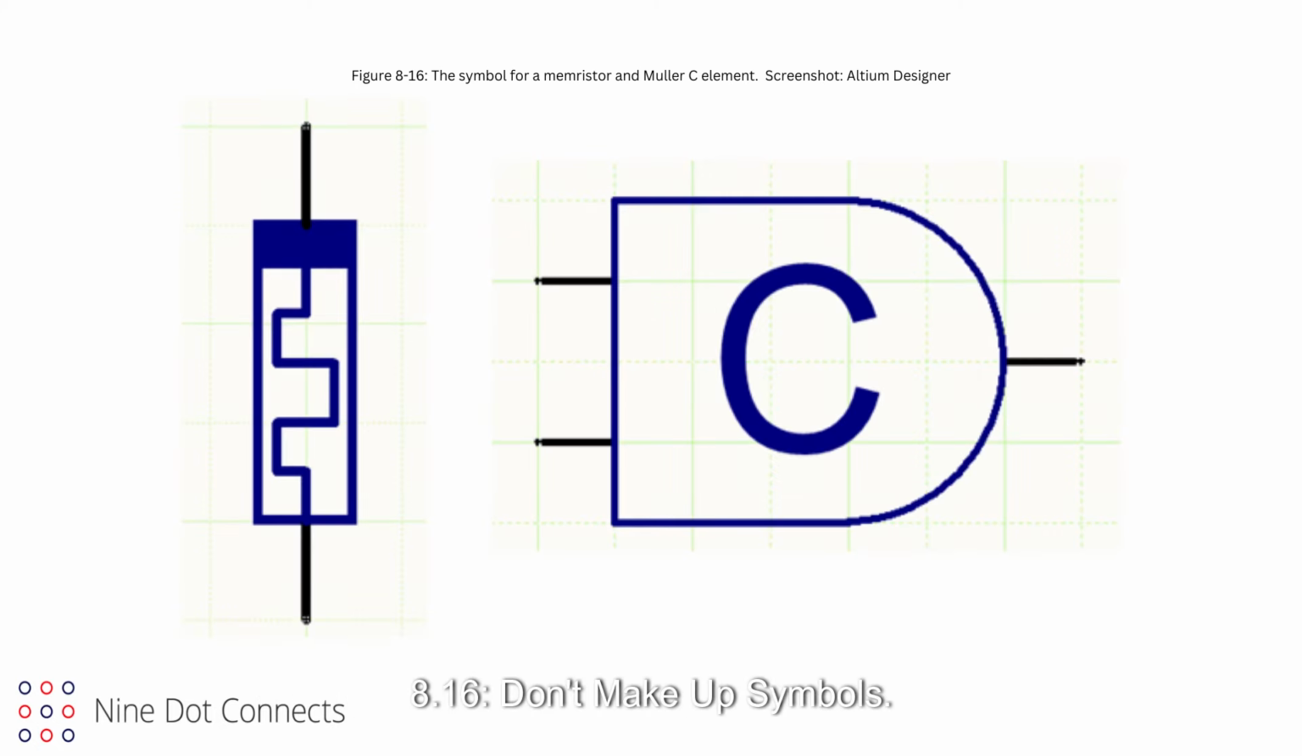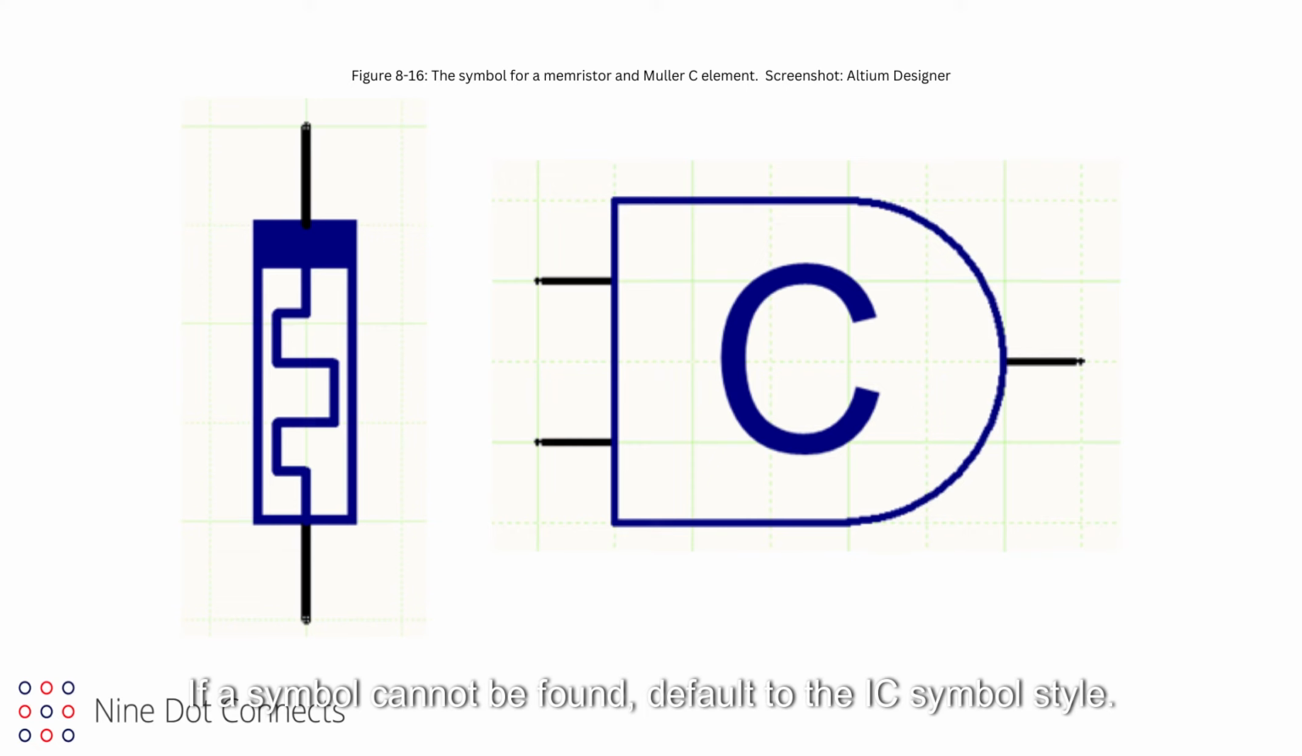8.16. Don't make up symbols. Every discrete has a symbol. If it is not declared in the IEEE or IEC standards, look on the web. Even bizarre components, like the Muller C element and the memristor, have a symbolic representation. If a symbol cannot be found, default to the IC symbol style.